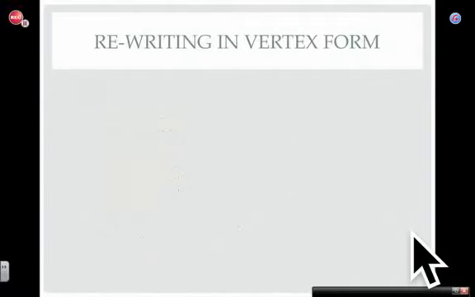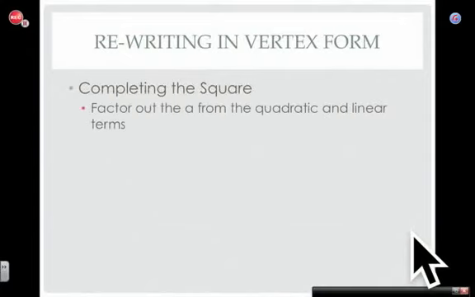Let's go ahead and take a look at completing the square. This is the more challenging version. Kind of the one that people kind of try to not use, but it's one that we need to know how to do. So I'm going to kind of list the steps, and then we're going to go through an example. So the first thing to do is factor out the a from the quadratic and the linear term if there is an a.